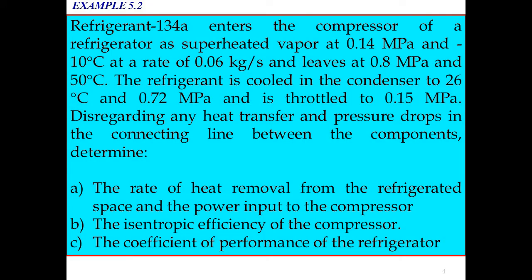Example 5.2. Refrigerant 134A enters the compressor of a refrigerator as superheated vapor at 0.14 MPa and negative 10 degrees Celsius at a rate of 0.06 kg per second, and leaves at 0.8 MPa and 50 degrees Celsius. The refrigerant is cooled in the condenser to 26 degrees Celsius and 0.72 MPa and is throttled to 0.15 MPa. Disregarding any heat transfer and also pressure drop in the connecting line between the components.